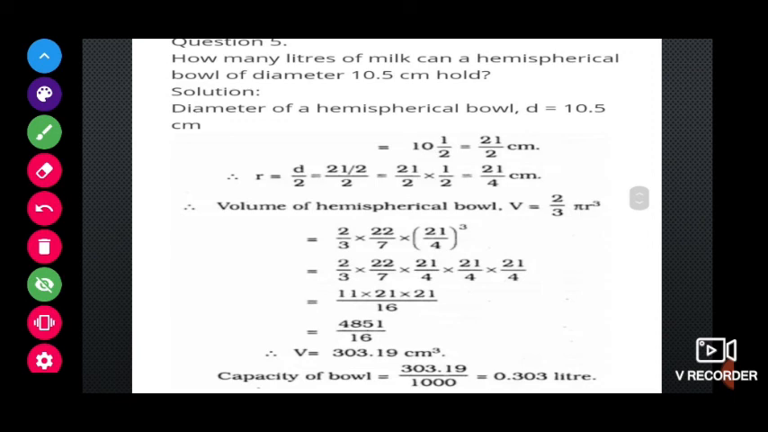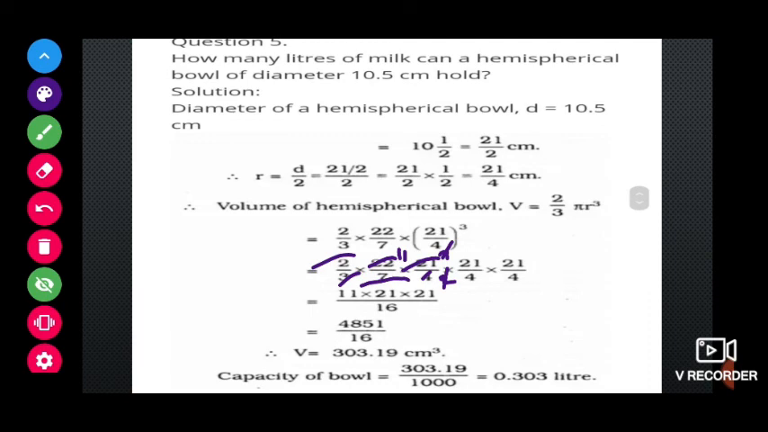Now, the volume of the hemispherical bowl. Hemispherical means, as we know, 2 by 3 pi r cube. So, 2 by 3 pi, 22 by 7, r cube, 21 by 4, 21 by 4, 21 by 4. Now, if we do the cancellation, the 2 1s are 2, 2 2s are 2, 11s are 7, 3s are, and here 1 3, here 1 3 will get cancelled. The remaining is in the numerator 11 into 21 into 21, by 4 into 4 into 4, 16.